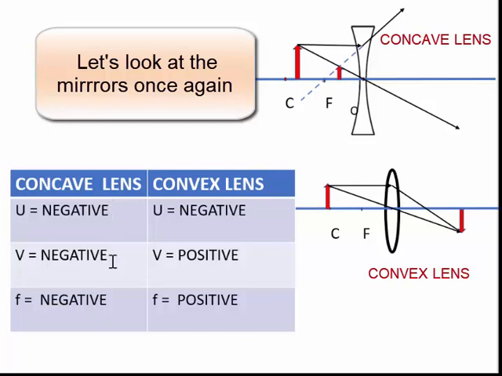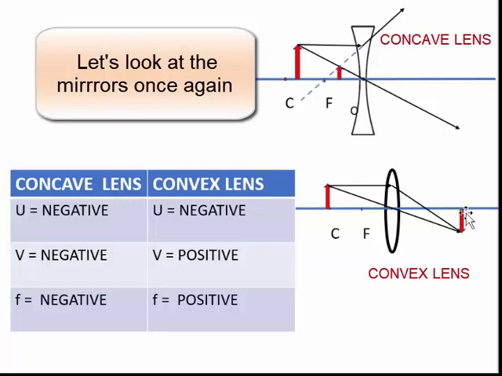So in case of concave lens, all the three, the object distance, the image distance and the focal length, are negative. Now let's have a look at the convex lens. In the case of convex lens, our object distance will be negative because the object is placed on the left hand side of the optical center. The image distance will be positive because the image is formed on the right hand side of the optical center.